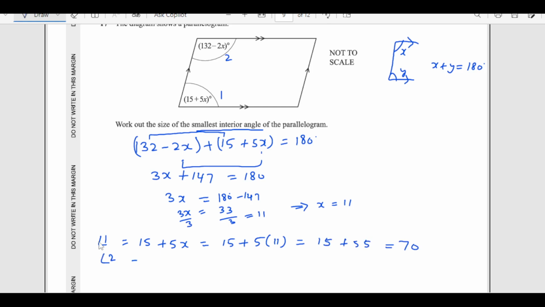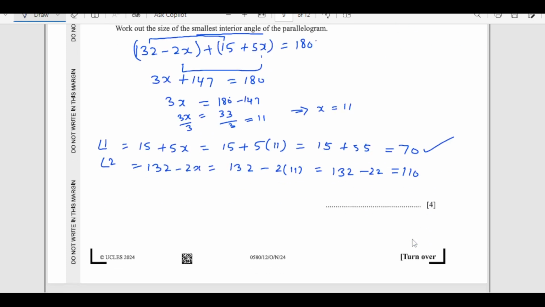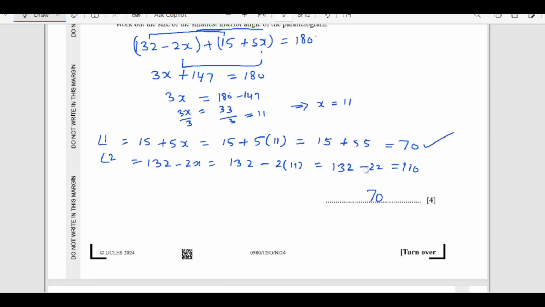Let's see the second angle, which is 132 minus 2x. 2 times x is 22, so 132 minus 22 is 110. Now you see these are the angles. There are two other angles also, and in a parallelogram opposite angles are equal. So one of these is equal to angle 2 and the other to angle 1. We are looking for the smallest angle, so the smallest interior angle is 70. That's what we write down here, 70 degrees.